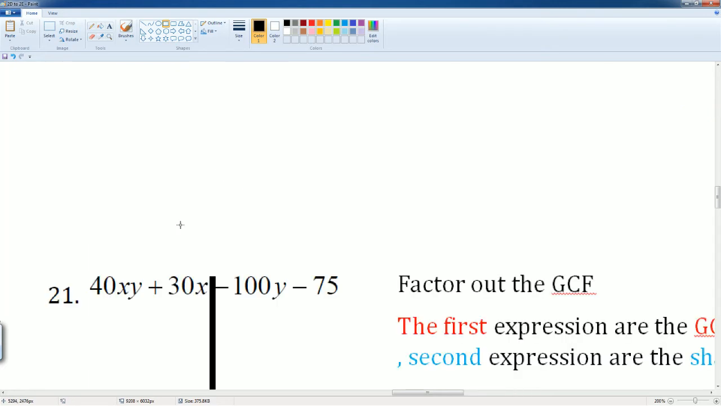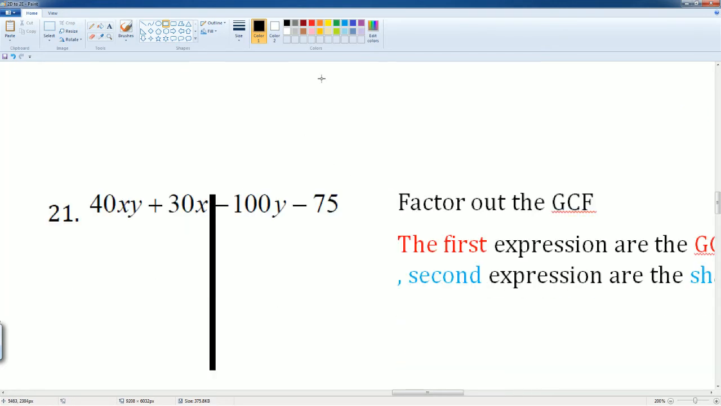All right. So the first one, 40xy and 30x. Well, looks like we can pull out that 10. Right? And then what about x's? Oh, there's an x here and an x here, so we could pull that out. Can we pull out y? No, because there's no y term here. So we could pull out a 10. What's 40 divided by 10? That leaves you a 4. Oh, and x. X divided by x is just 1.